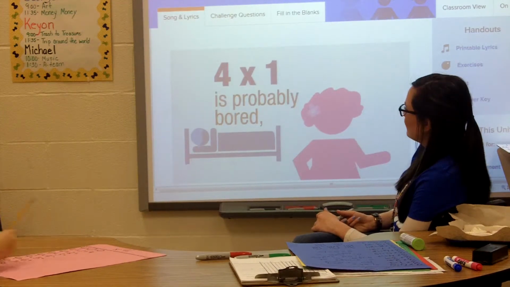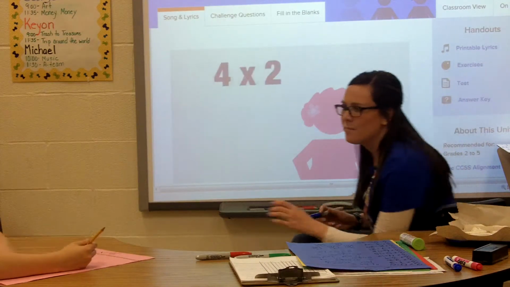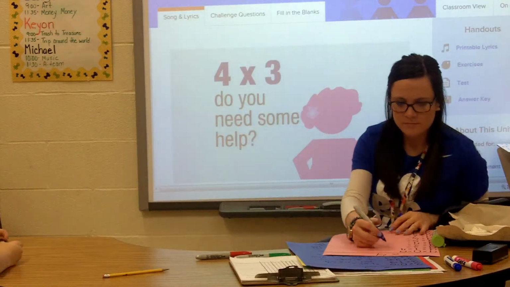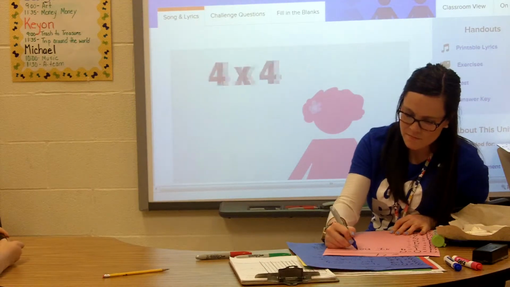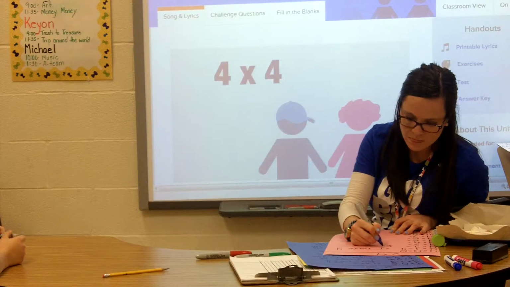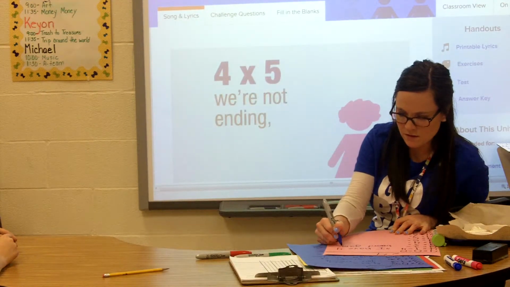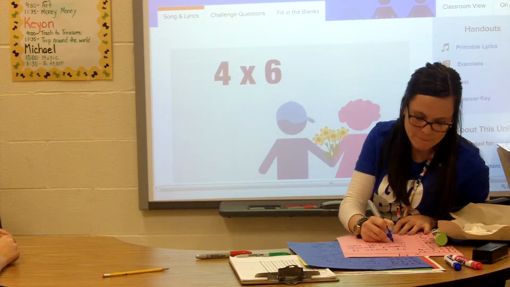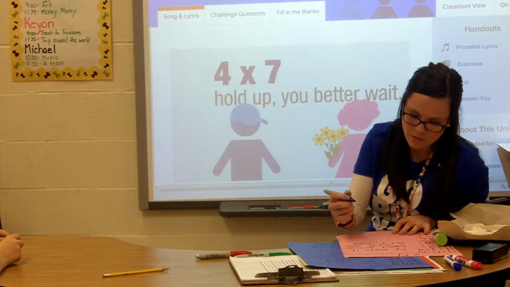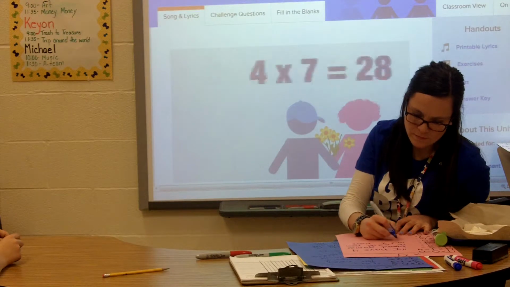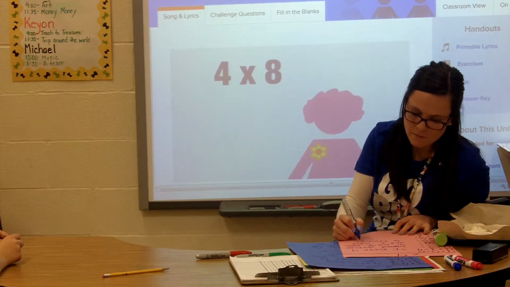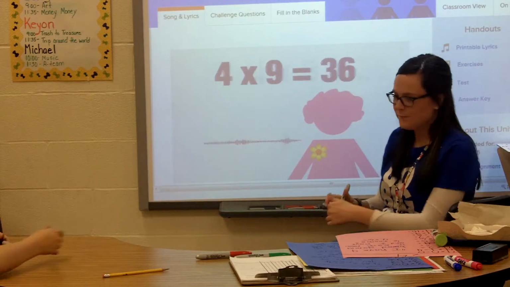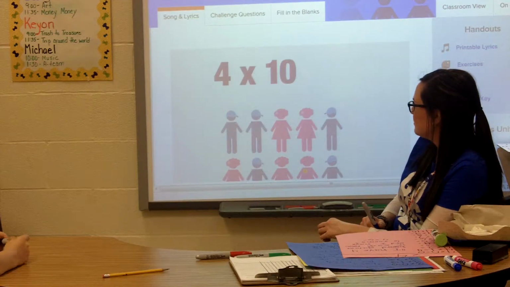4 times 1 is probably bored, because 4 times 1 is 4. 4 times 2 is running late, 4 times 2 is 8. 4 times 3, do you need some help? 4 times 3 is 12. 4 times 4 is kinda mean, 4 times 4 is 16. 4 times 5, we're not ending, 4 times 5 is 20. 4 times 6 is just for more, 4 times 6 is 24. 4 times 7, hold up, you better wait, 4 times 7 is 28. 4 times 8 sticks like glue, 4 times 8 is 32. 4 times 9 is up in the mix, 4 times 9 is 36. 4 times 10, now I'm at a party, 4 times 10 is 40.